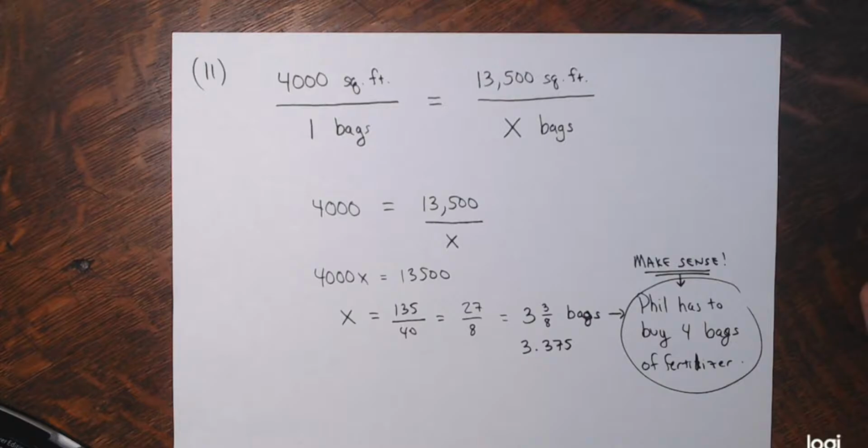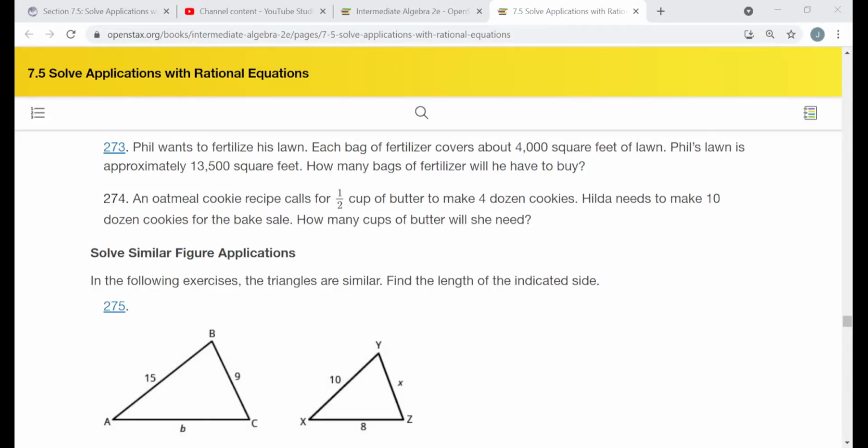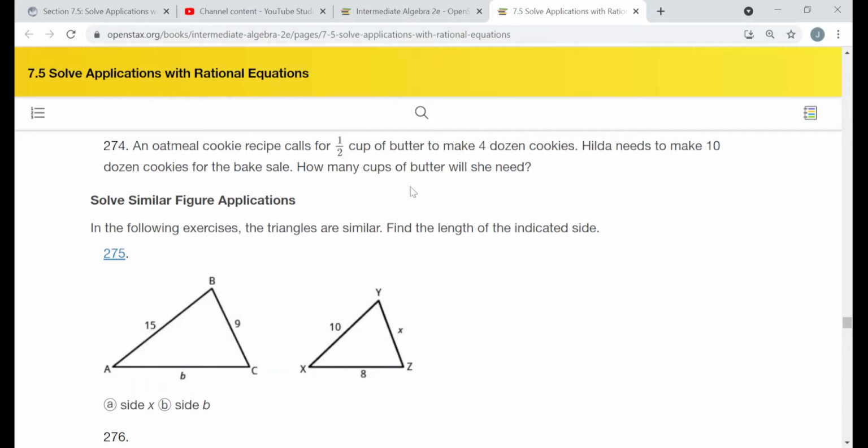All right. Final question. Final example. This is exercise 274. An oatmeal cookie recipe calls for half a cup of butter to make 4 dozen cookies. So cups of butter to dozens of cookies, these are the units here. Hilda needs to make 10 dozen cookies for the bake sale. How many cups of butter will she need? So again, a proportion, ratio equals ratio. Example 12.